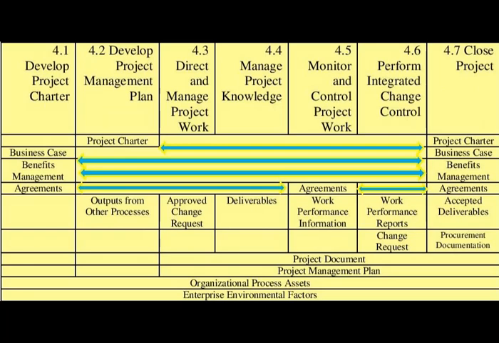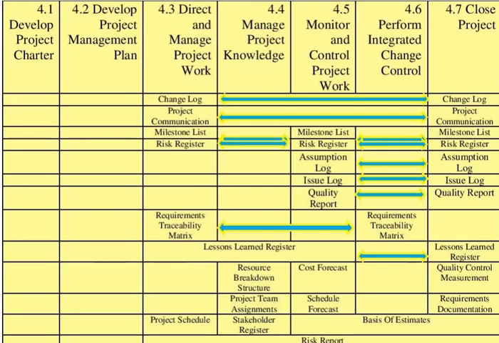Requirements documentation. Question 14. All of the following are inputs to the manage project knowledge process except: A. Stakeholder register, B. Resource breakdown structure, C. Requirements documentation, D. Project team assignments. Question 15. All of the following are inputs to the control quality process except: A. Quality metrics, B. Team charter, C. Test and evaluation documents, D. Lessons learned register. Question 16.